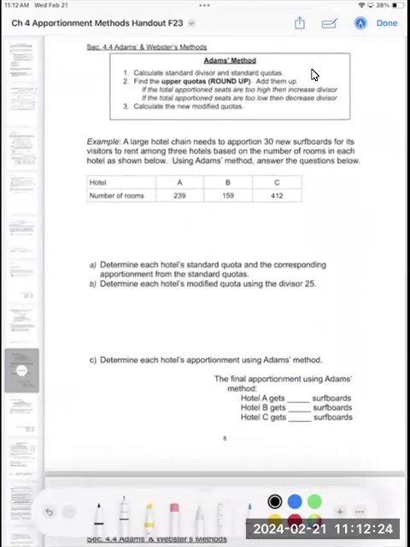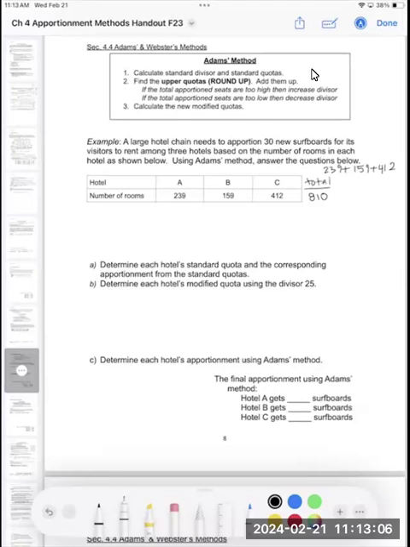What I do is I totaled up all the rooms. So that was 239 plus 159 plus 412, and I got 810. So that is the total population. That's the word that they like to use in 4.1. Or here it's the total number of rooms, right? And between all these 3 hotels.